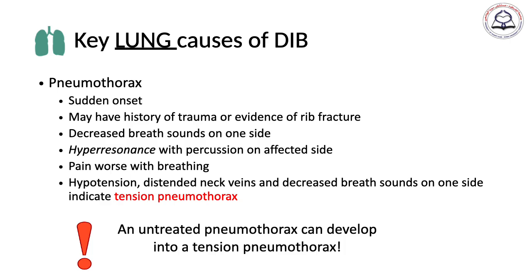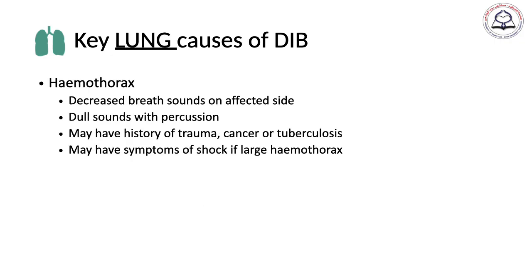Patients with pneumothorax usually have sudden onset. There might be a history of trauma or evidence of rib fracture. There is decreased breath sound on the affected side and hyperresonant percussion note on the affected side. They could have pleuritic chest pain. Those with tension pneumothorax can have hypotension, distended neck vein, and decreased breath sound on one side. Hemothorax: there is decreased breath sound on the affected side, dull percussion note, and they can have history of trauma, cancer, or tuberculosis.